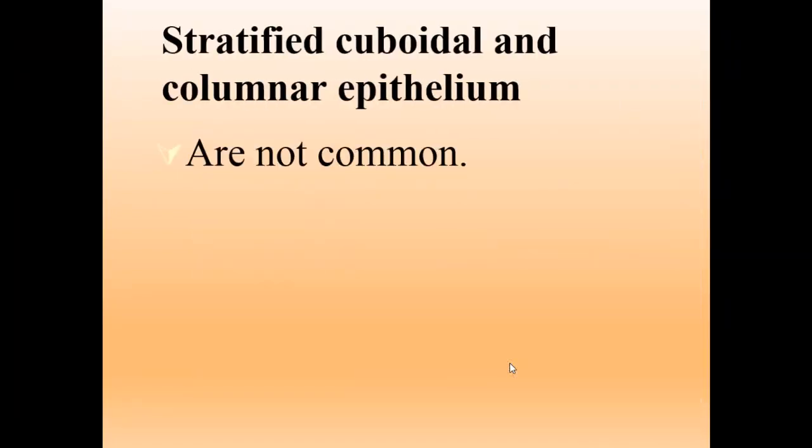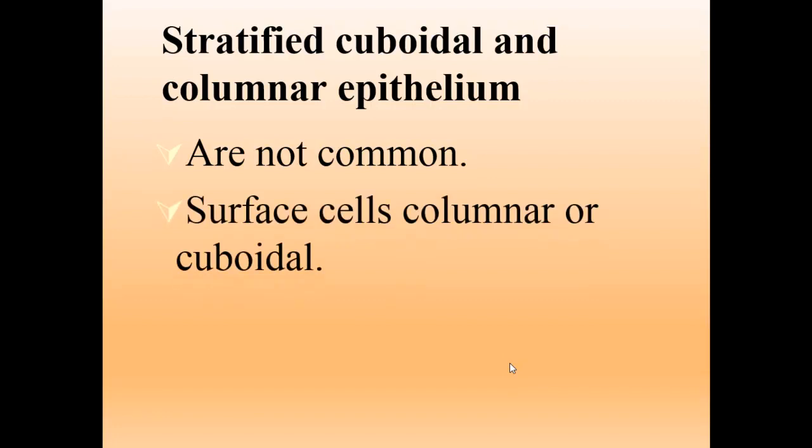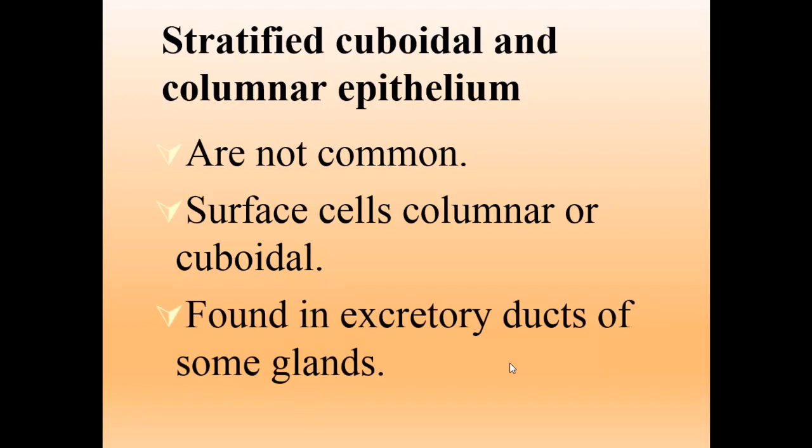Okay, what are the other types of stratified epithelium? We have stratified cuboidal and stratified columnar. We'll just talk about them very quickly. They are not common in the body, so they are not as important as the stratified squamous. The surface cells are either columnar or cuboidal, and this will give them the name of either stratified cuboidal or columnar. A good example where you can see these are the ducts of glands, big ducts, not the small ducts.